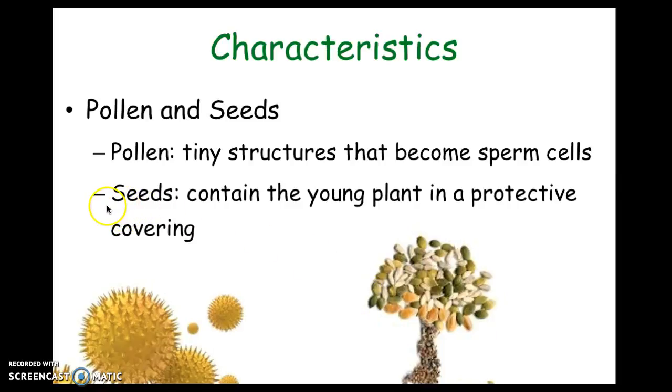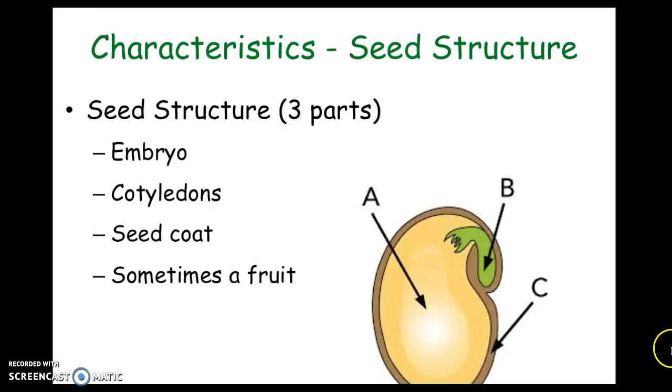So seeds come in all shapes and sizes. We have coconuts, we have beans, we have sunflower seeds. All seeds share a similar structure. The three main parts of a seed are the embryo, the cotyledons, and the seed coat. The embryo is what A is pointing to, and that's the baby plant. When we refer to the cotyledons, B, we're referring to a little leafy part that basically provides food for the baby plant.